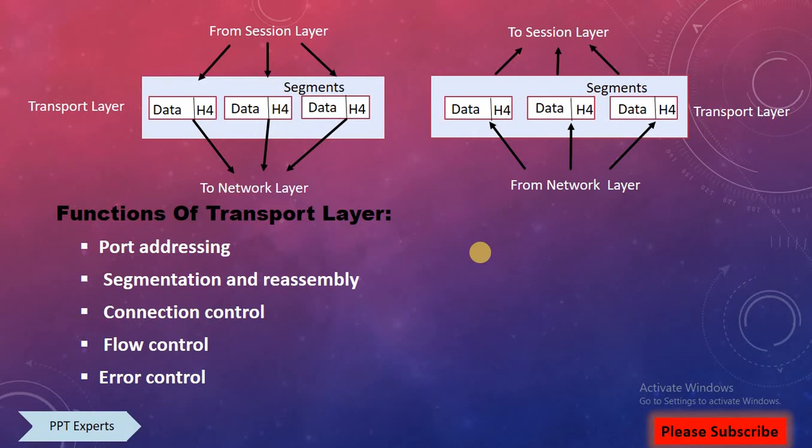Next is segmentation and reassembly. Segmenting means dividing the data and then reordering the data in a particular order. Next is connection control, controlling the connection of the network. It controls the connection, flow control after arranging the data, and error control. If there is any error, it helps to retransmit the data from where the error occurred.